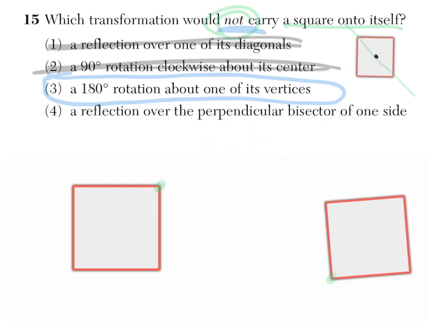And if we take a look at option 4 real quick, just to rule it out, it says a reflection over the perpendicular bisector of one of the sides. So here is a bisector, perpendicular, and we can see pretty clearly that it would in fact carry over onto itself if we're thinking about this line cut right smack down the middle of the perpendicular bisector. Again, the correct answer is option 3.